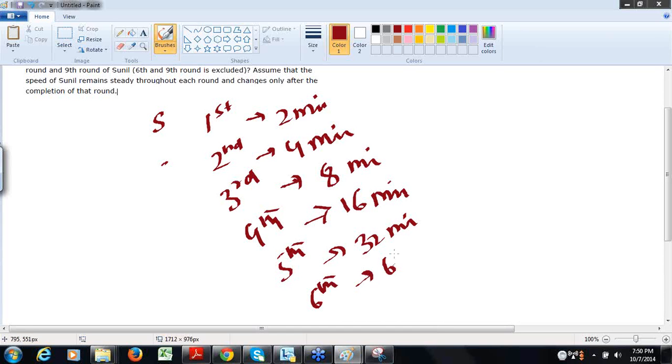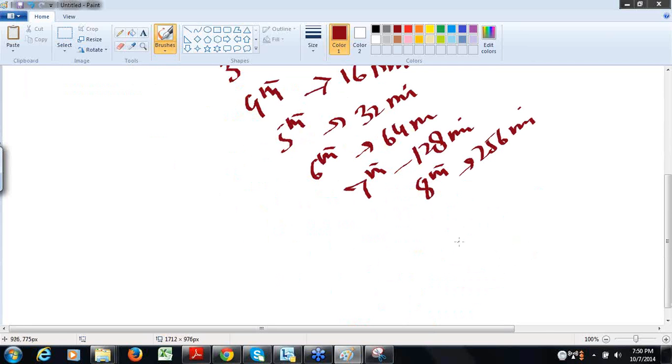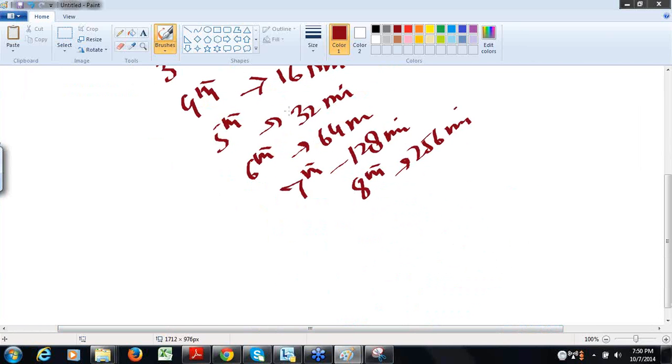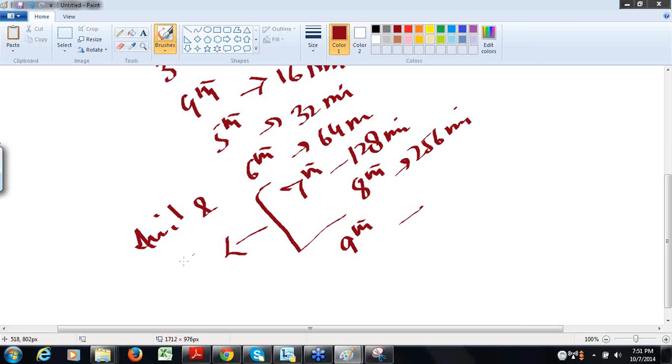6th 64 minutes, 7th 128 minutes, and 8th 256 minutes. So now what we have to calculate is between 6th and 9th. That means in the 7th and 8th round, how many times Anil and Sunil meet. That is what we have to calculate.